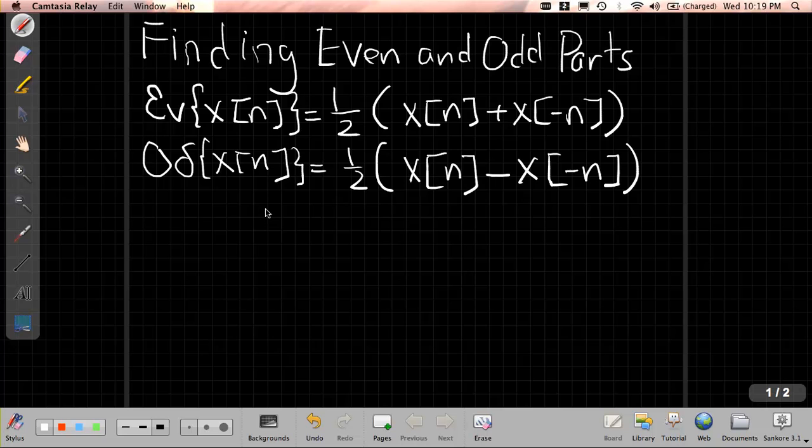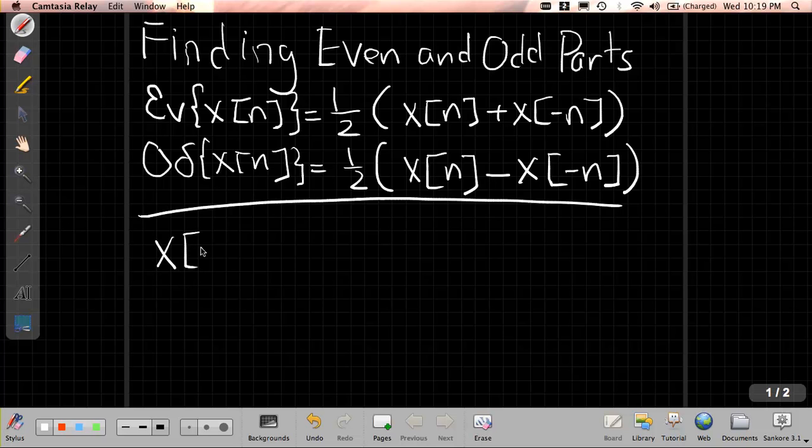And part of the reason we do this is that if I add these two, the even and the odd part get added together, well then I have a half of x of n and a half of x of n. So that adds up to x of n. And the time reversed versions cancel each other out. And so we can also see the reason we do this is it says that for any signal x of n, I can find the even and odd parts.